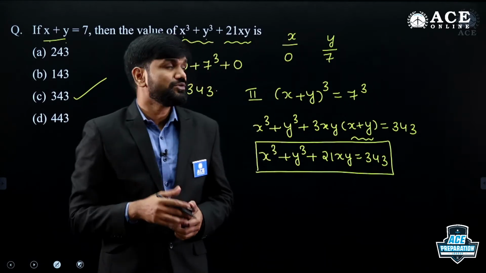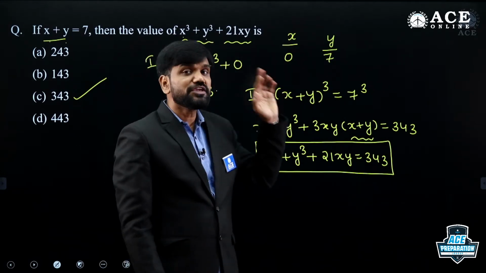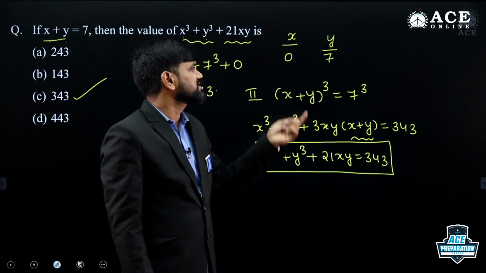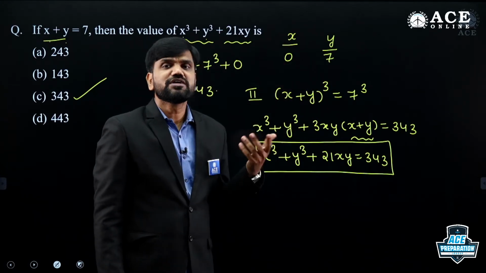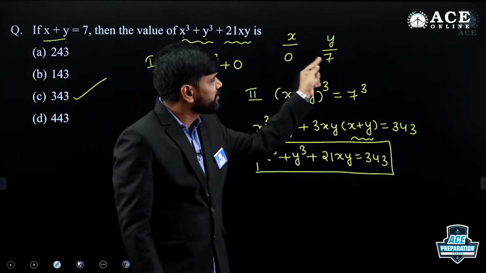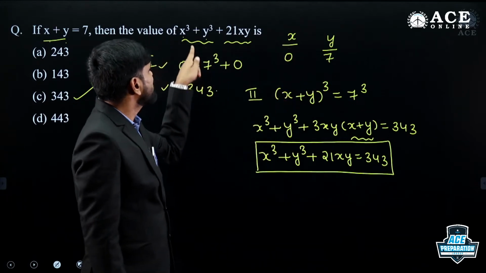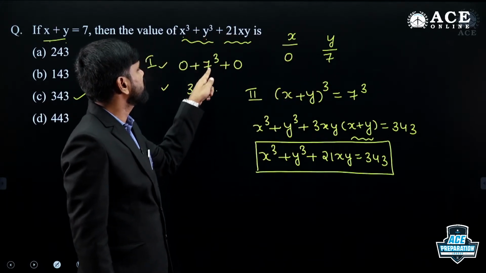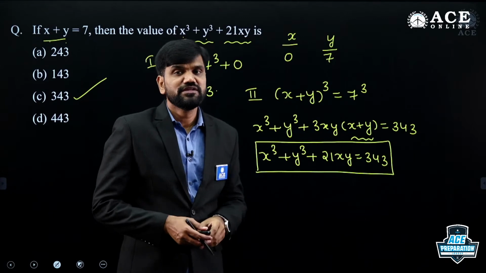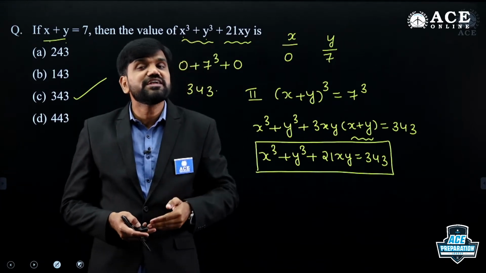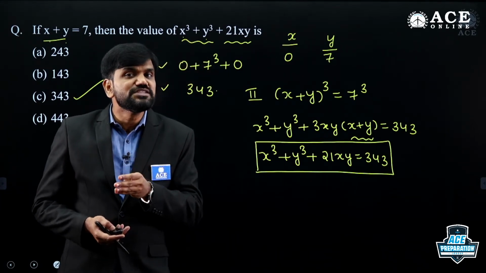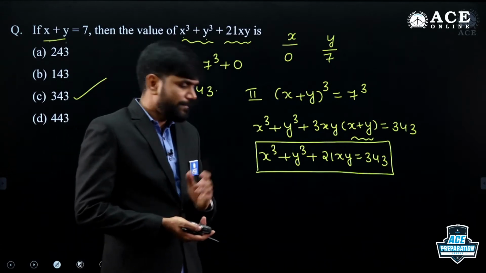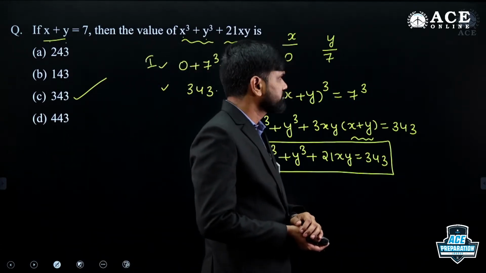Sir, why did you take 0 over here for x instead of taking 1 and 6? You can take even 1 and 6. Calculation will become more complicated. If I am putting one of the values between x and y as 0, so that the other two terms will become 0, it will become easier for you to calculate. That is the basic intention behind me taking one of the terms as 0. Right? Please make a note of it.